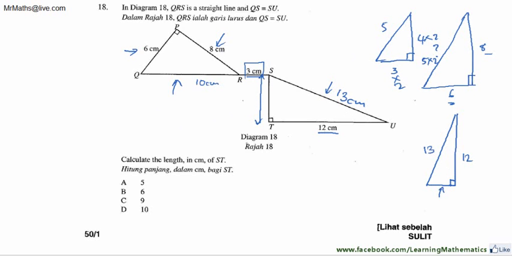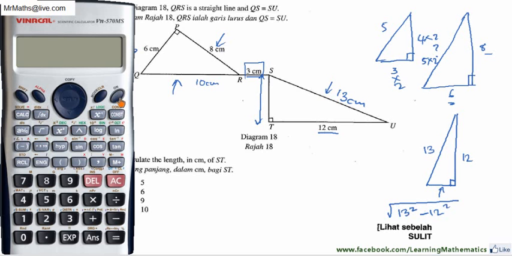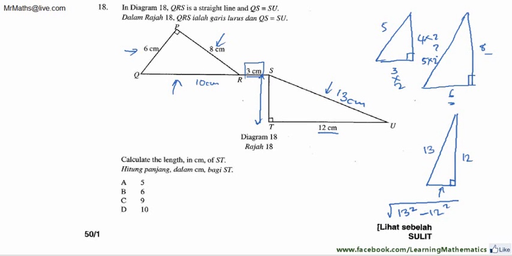Let's figure out what that is, using Pythagoras' theorem first. 13 squared minus 12 squared. We can use the calculator straight away. Turn it on, put square root, put bracket, then 13 squared minus 12 squared, close bracket, and you'll get the answer, which is 5. So this is another popular triangle that is very useful if you memorize it. So ST is 5 cm, so the answer is A.